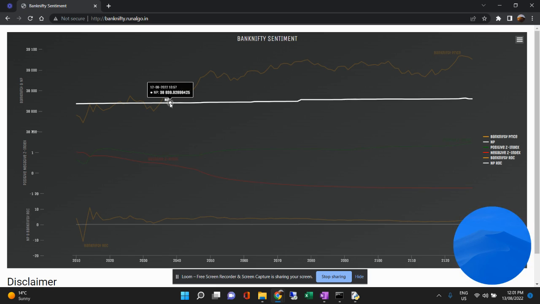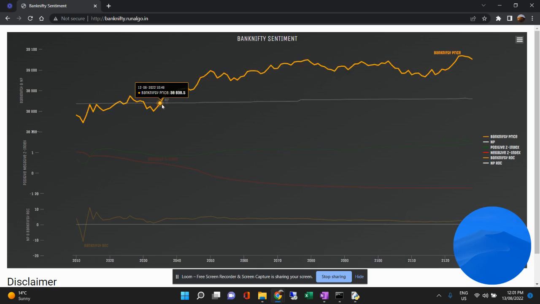which is calculated using the money flow created by the big players. It can act as a support and a resistance for Bank Nifty itself.